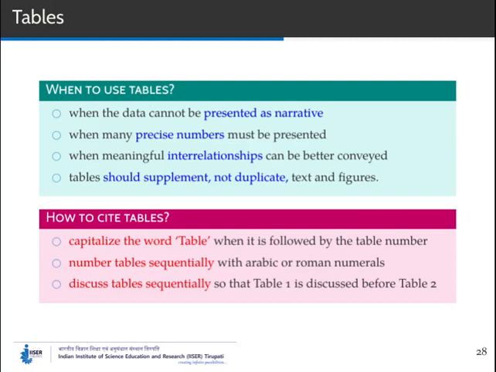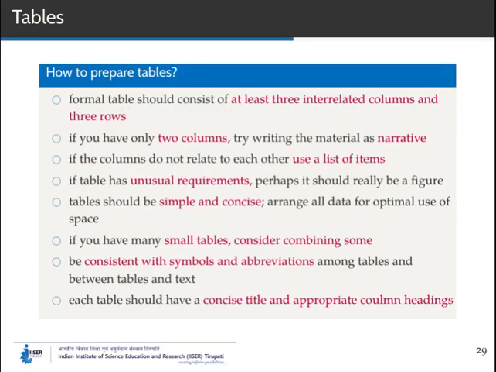When you cite a table, start with the word "Table" followed by the table number. Number tables sequentially with Arabic or Roman numerals. Discuss tables sequentially so that Table 1 is discussed before Table 2. A formal table should consist of at least 3 interrelated columns and 3 rows. If you have only 2 columns, try writing that material as a narrative. If the columns do not relate to each other, use a list of items. And if it has some unusual requirements, perhaps it should really be a figure.